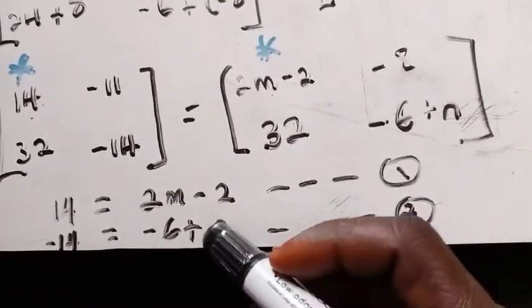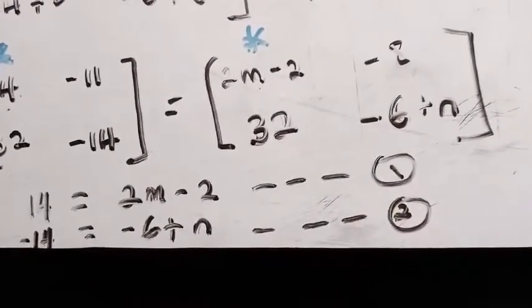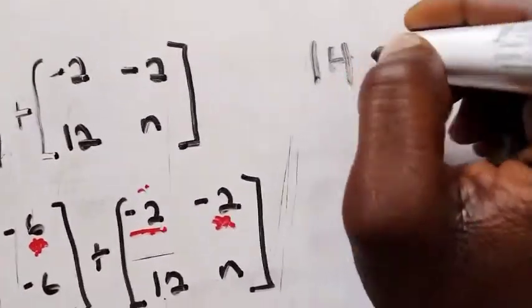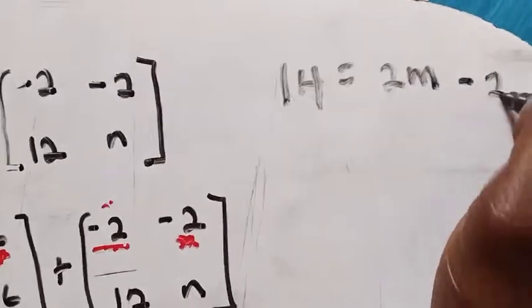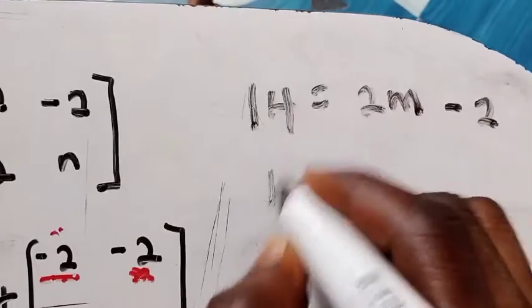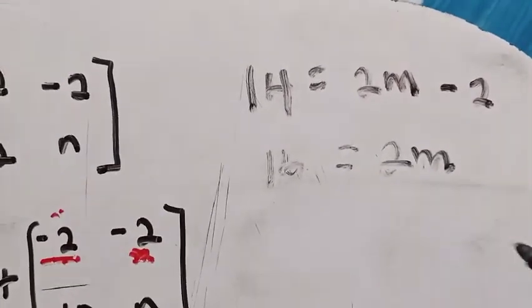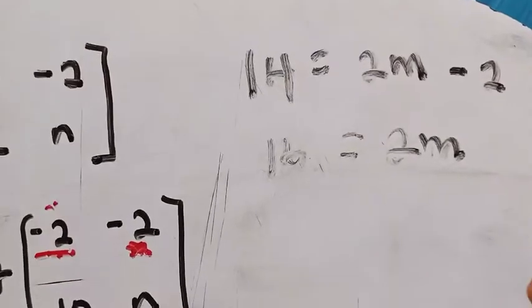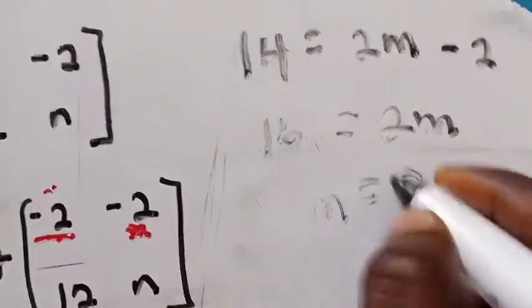This can be straightforward. We have 14 equal to 2m minus 2, right? Adding 2 to both sides of the equation, we have 16 equal to 2m. Dividing both sides by 2, that should be 8. So you have m equal to 8.